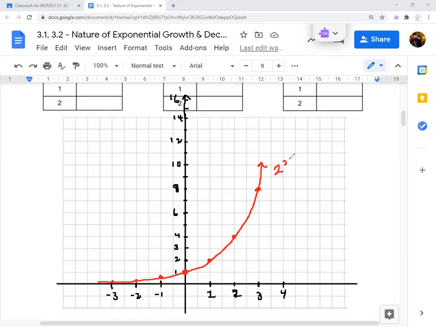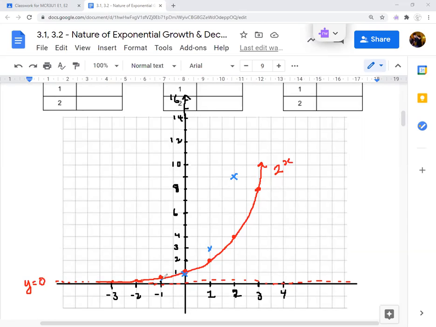Okay, so this is 2 to the power of x, and it's got an asymptote at y equals 0. Okay. I will use blue for the 3 to the power of x. When x equals 0, the y value is a 1. When x equals 1, I have 3. When x equals 2, I have 9. When x equals 3, I have 27. That's way too high.